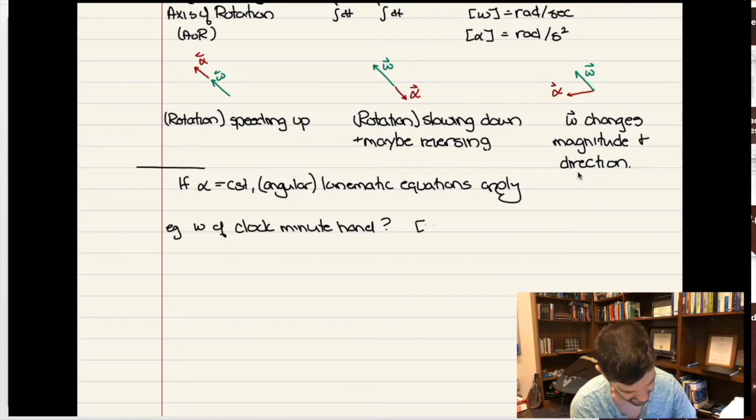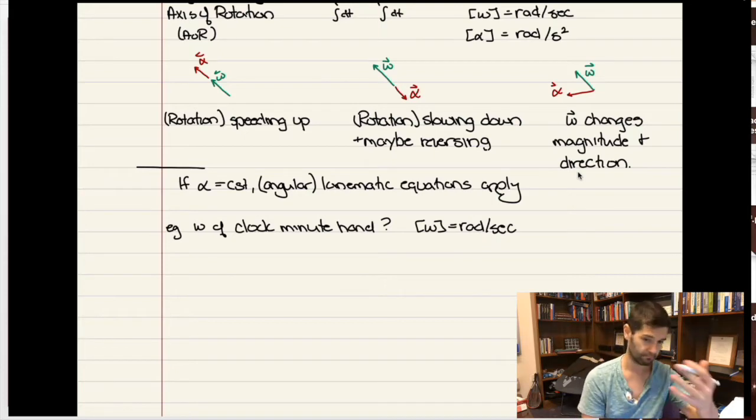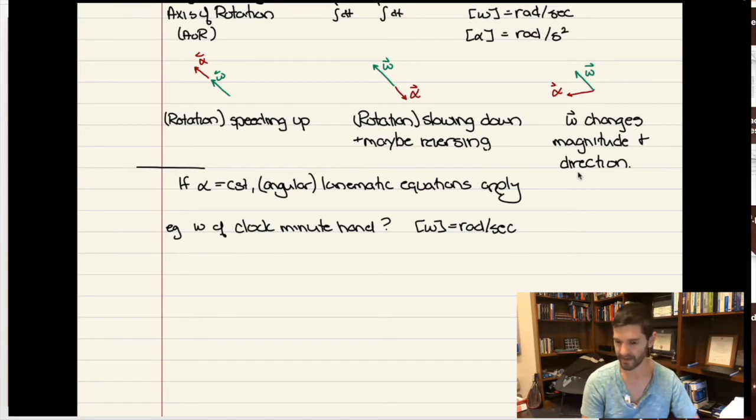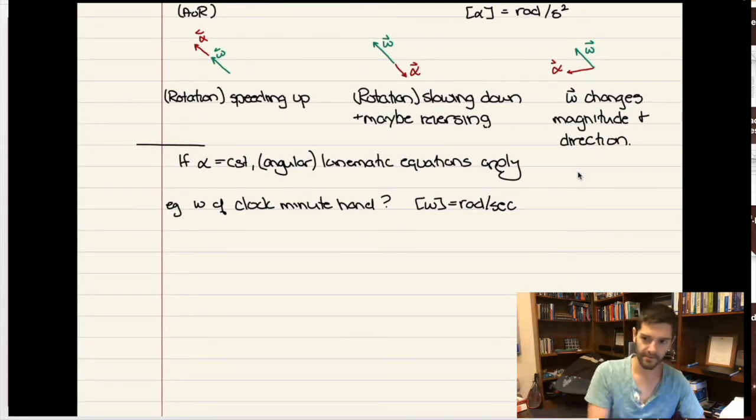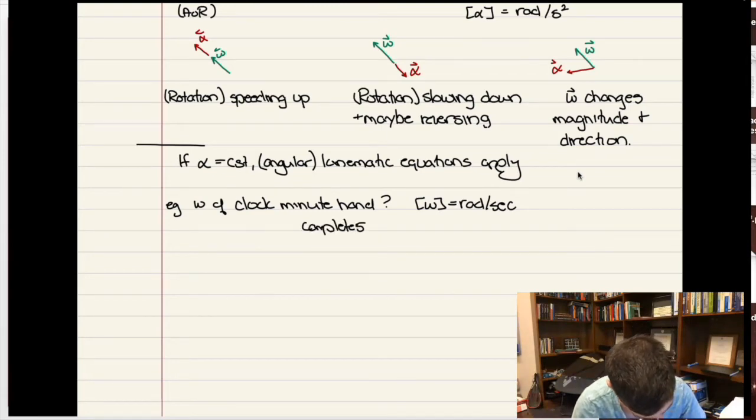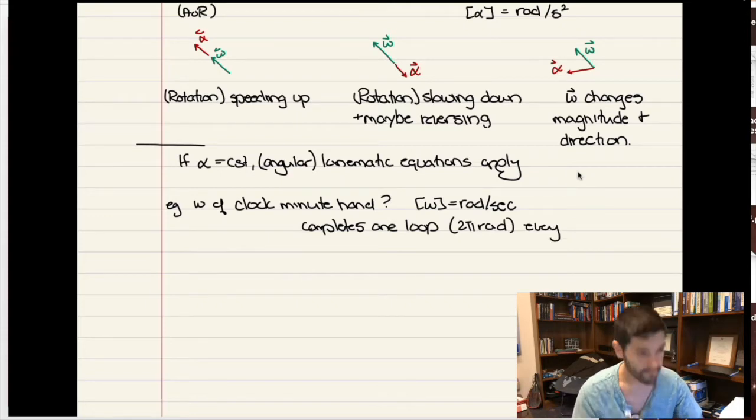So angular velocity is radians per second, or angle over time, really. The MKS version would be radians per second. In which case, I could say for the minute hand, it completes one full loop, one loop, or 2 pi radians. How long does it take the minute hand to go around once? Every 60 minutes.